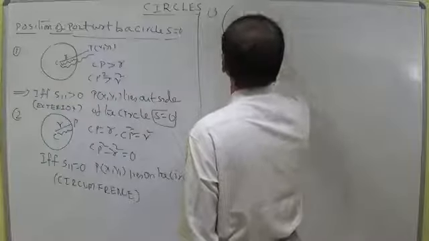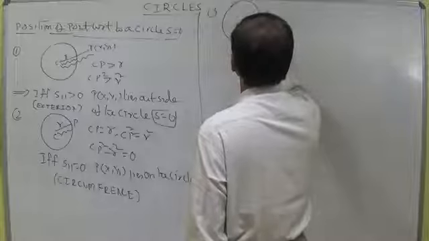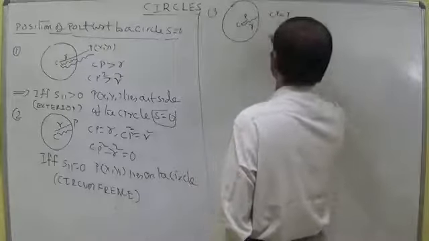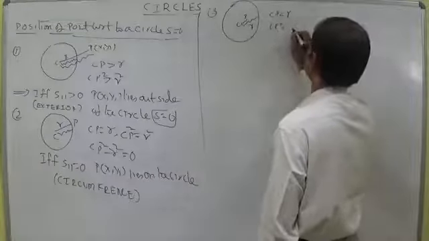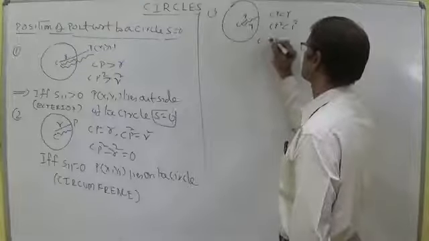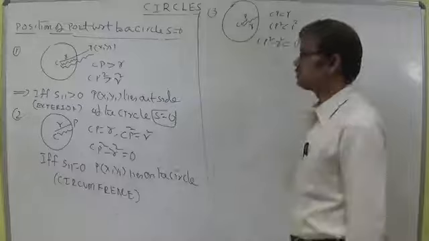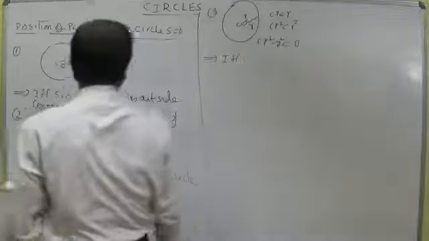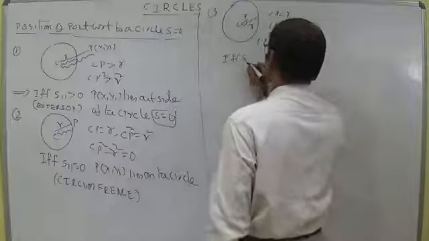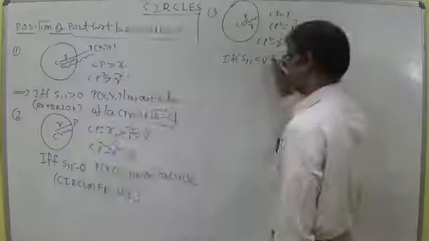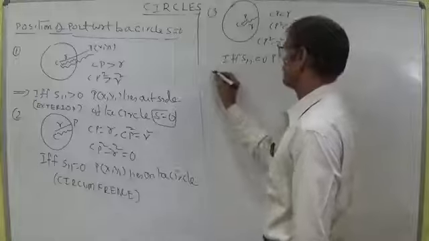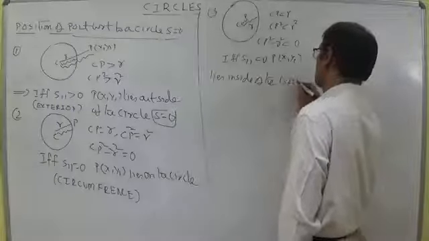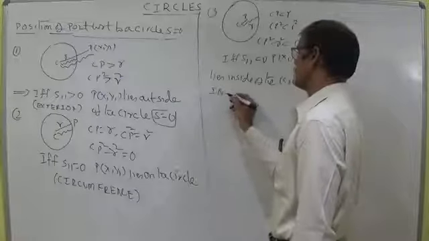Third one. Put C here and this is P, inside the circle. What do we think here? CP is less than R. Whenever CP is less than R, by squaring both sides, CP square is less than R square. So CP square minus R square is less than 0. That implies, if and only if S11 is less than 0, the point P (x1, y1) lies inside of the circle. The name is interior point.